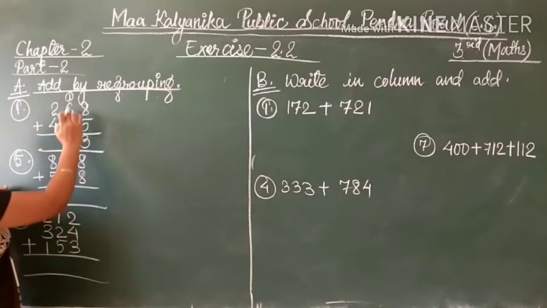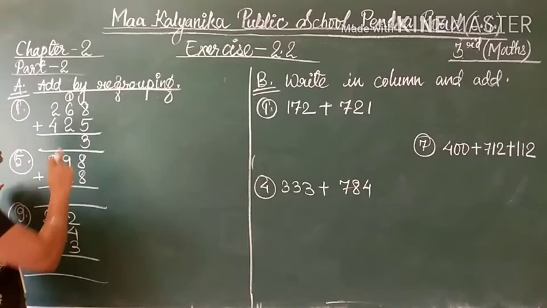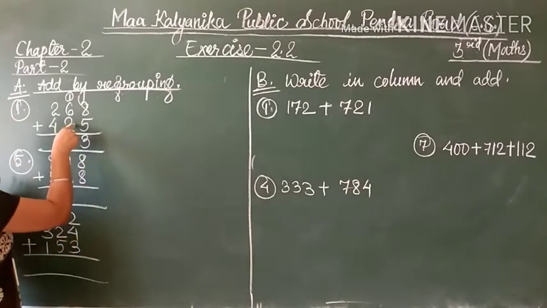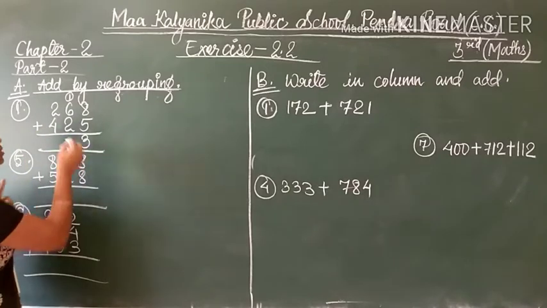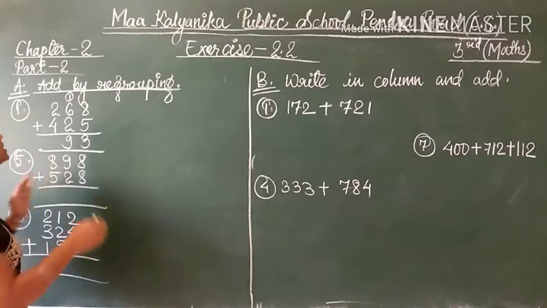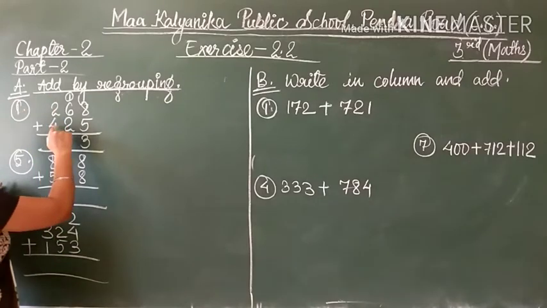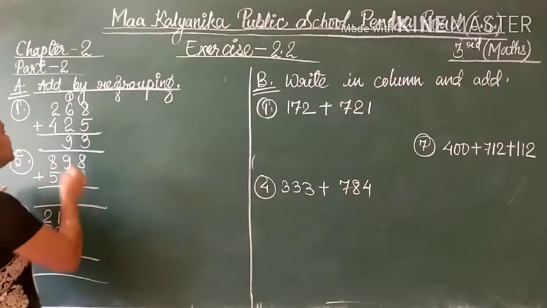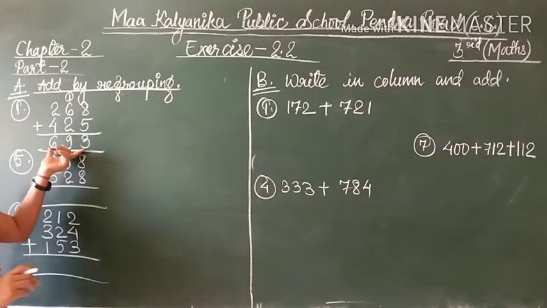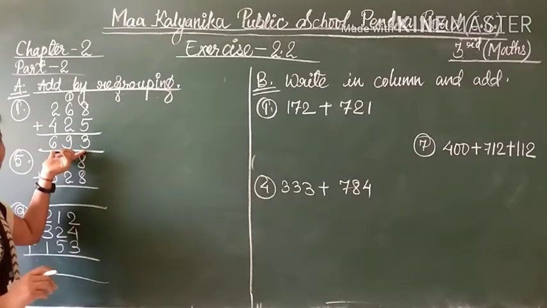1, 3, 13. 6 plus 1, 7, plus 2, 9. Or 6 plus 2, 8, plus 1, 9. Like this also you can solve. Now here, no carry is there. So now write 4 plus 2. 4 plus 2 is 6. You can add. So we have got the answer of question number 1 as 693.